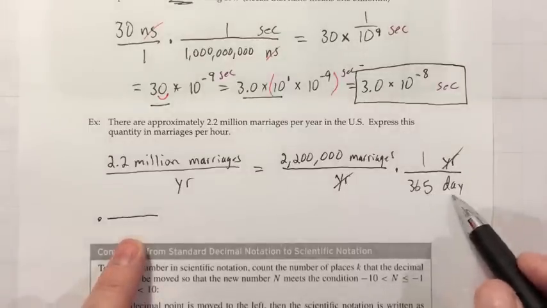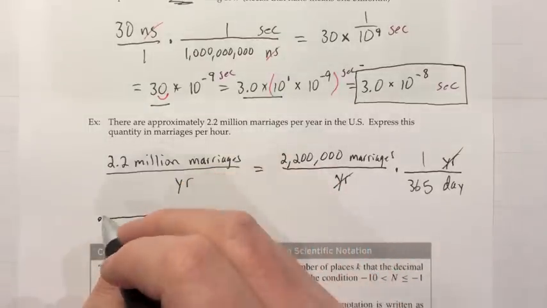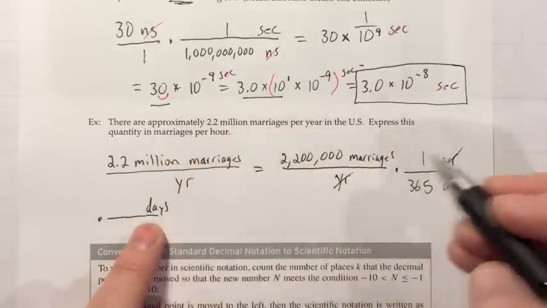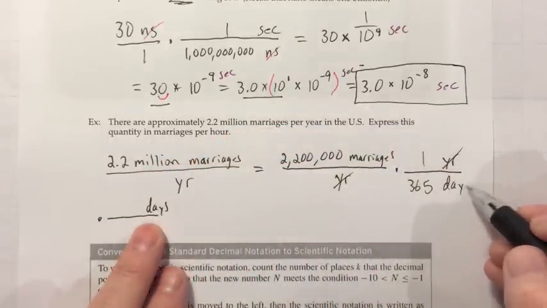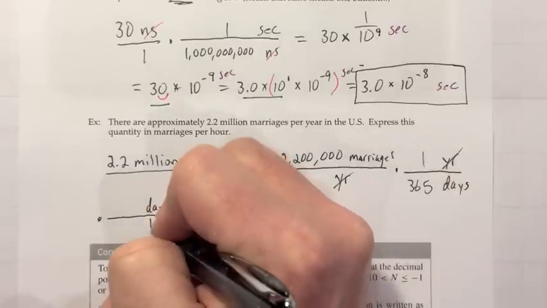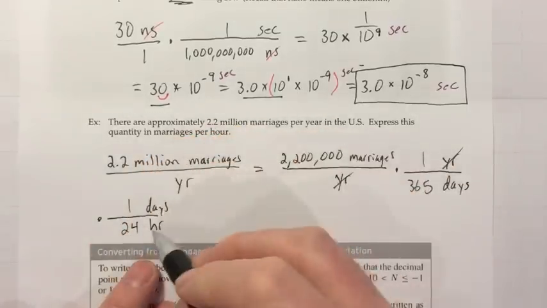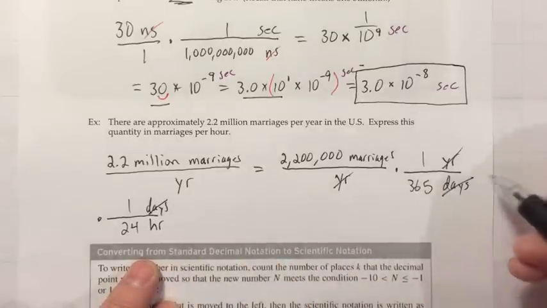But we don't want to have days. We want to have hours. So I'm going to put days up top so that the days up top here cancel with the days on the bottom there. And I'll put hours on the bottom to take over. And 1 day is the same as 24 hours. And then the days cancel.